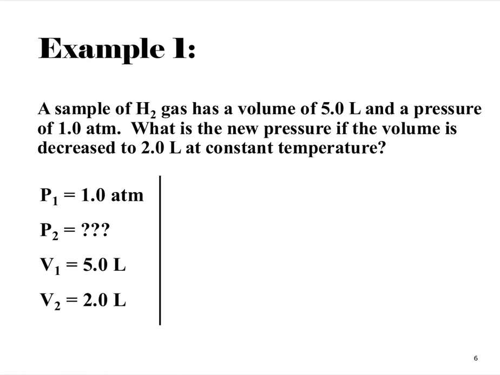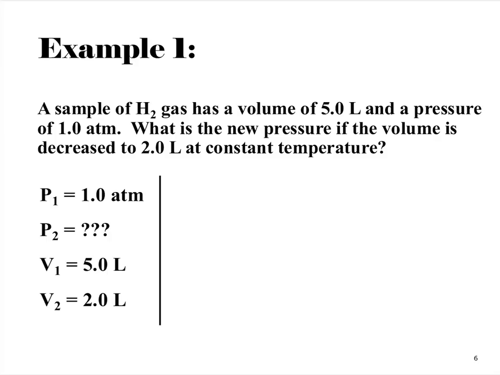If we have a sample of hydrogen gas, and it's at a volume of 5 liters and a pressure of 1 atmosphere, what is the new pressure if the volume is decreased to 2 liters at constant temperature? For these initial laws we're talking about, they're always going to have some of the variables held constant because they're not all changing at the same time. If you hold something constant, it allows you to ignore that when you're going through this calculation.